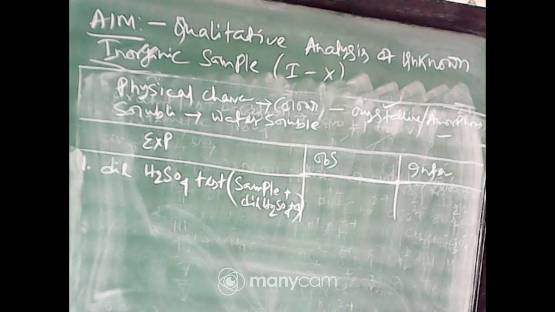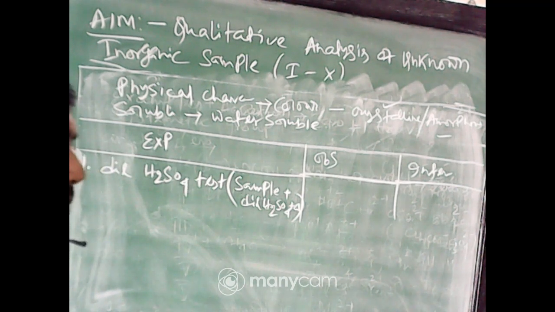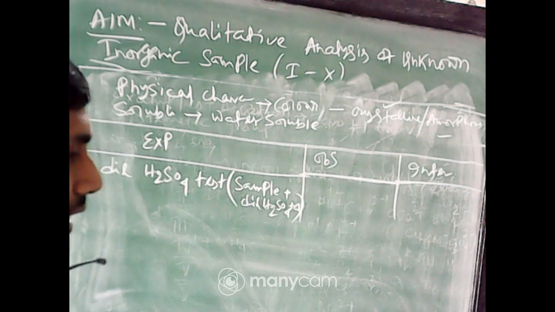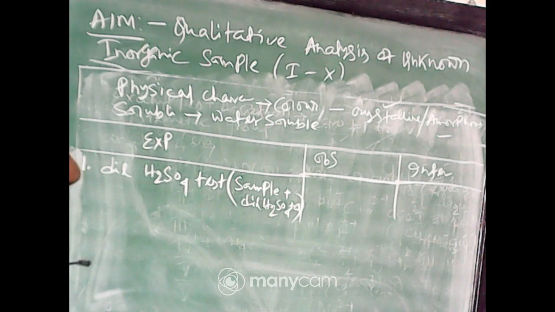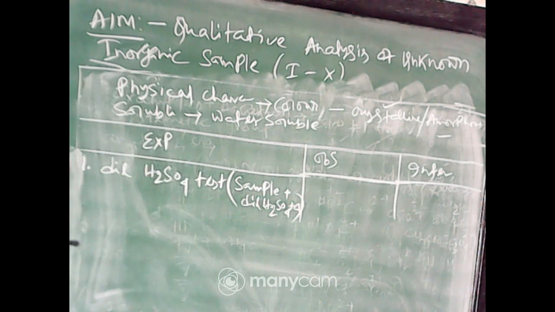Okay, now look at that chart. What is the importance? You can see the observation and inference: gas evolved, possible anion may be present. So these are the possibilities, that these observations give you a particular inference. But if no gas is evolved, then you have to write that carbonate, sulfite, nitrate are absent. In that way you have to go.